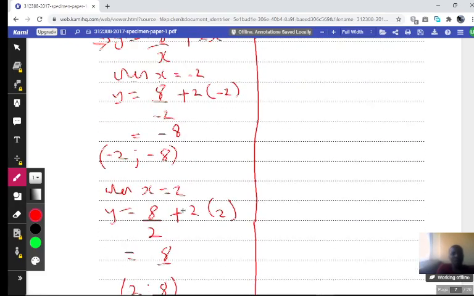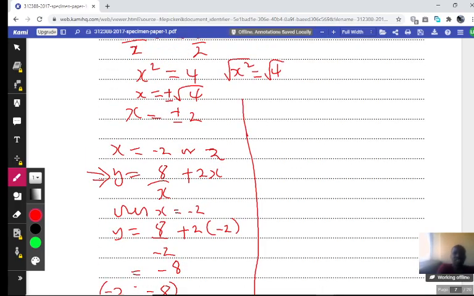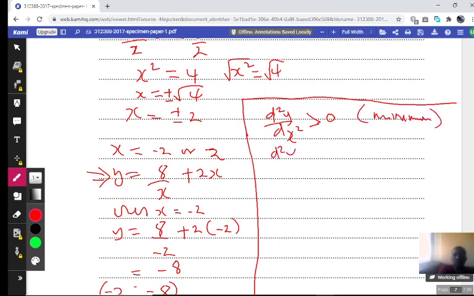Right, the first part, when x is equals to minus 2, what will be d squared y over dx squared? Because the nature is determined by d squared y over dx squared. So if d squared y over dx squared is greater than 0, then you can deduce that that point is a minimum point. Then if d squared y over dx squared is less than 0, then you can conclude that that point is a maximum point.